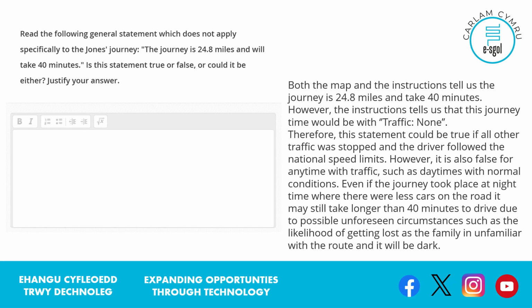So, in my justification, noting what the question has said, it's a general statement that doesn't specifically apply to the Joneses journey. I've referred to things that can happen at any time of day, so normal driving conditions during the daytime, because we're not just talking about the Joneses journey, but I've also used information from the Joneses journey to help as well, right? The fact that they'd be doing it in the dark, they'd be unfamiliar, because these are things that could apply to anyone taking this journey. So using all the information that's available to you and doing every element of the question is so incredibly important.